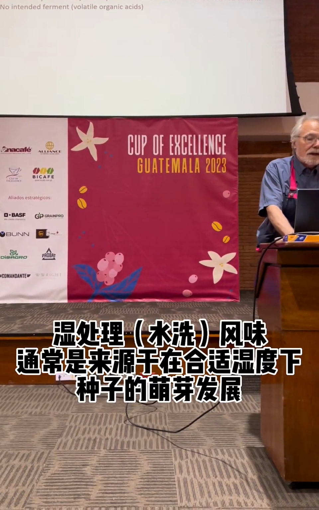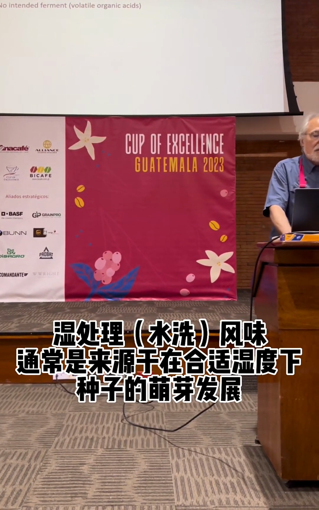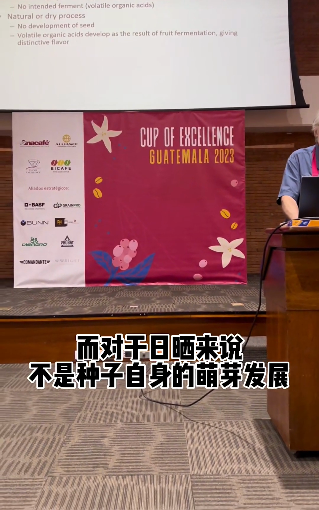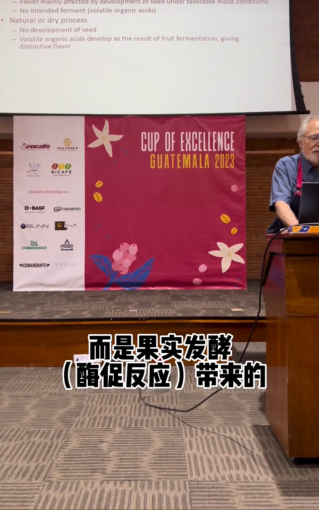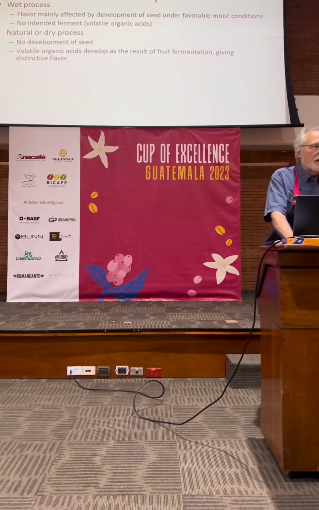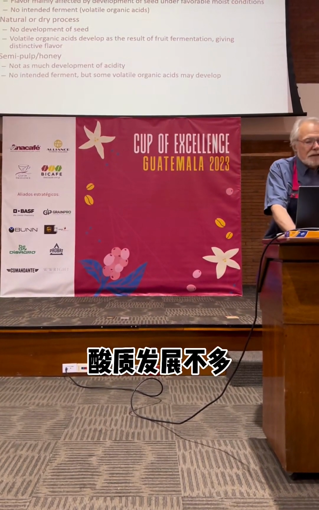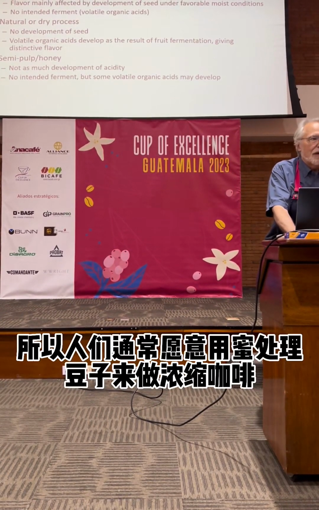So in summary, the wet process is mainly affected by development of the seed under favorably moist conditions and no intended ferment. With the natural dry process, no development of the seed. Volatile organic acids develop as a result of fruit fermentation, which give it a very distinct flavor. Semi-pulp, not as much development of acidity. People really like it for espresso for that reason.